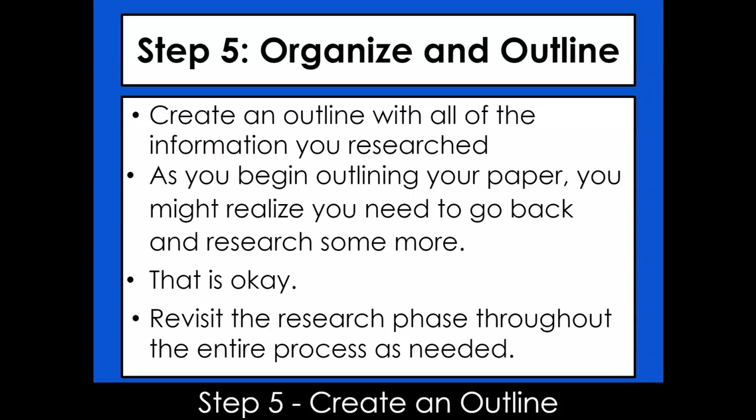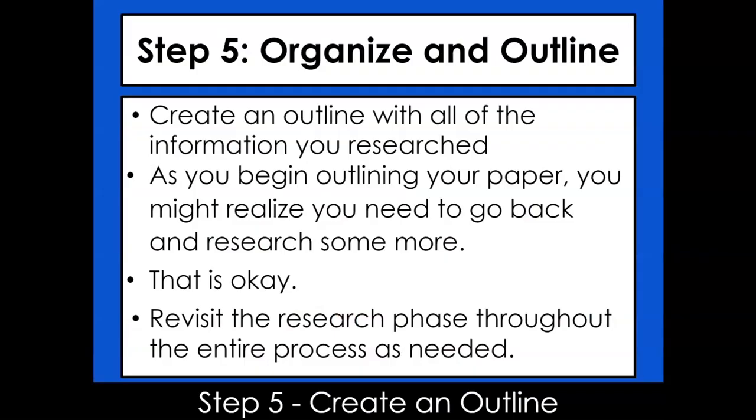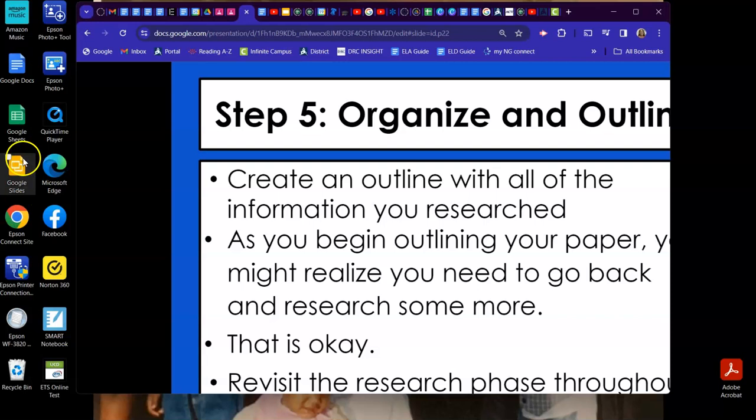As you begin outlining your paper, you might realize you need to go back and research some more, and that's going to be iterative, meaning over and over again. So as you are writing your research paper, you may need to do some research. You may need to answer a question or find out more information. So please do that, and make sure you cite the source and add that to your list of sources that you have. All right, so revisit the research phase.